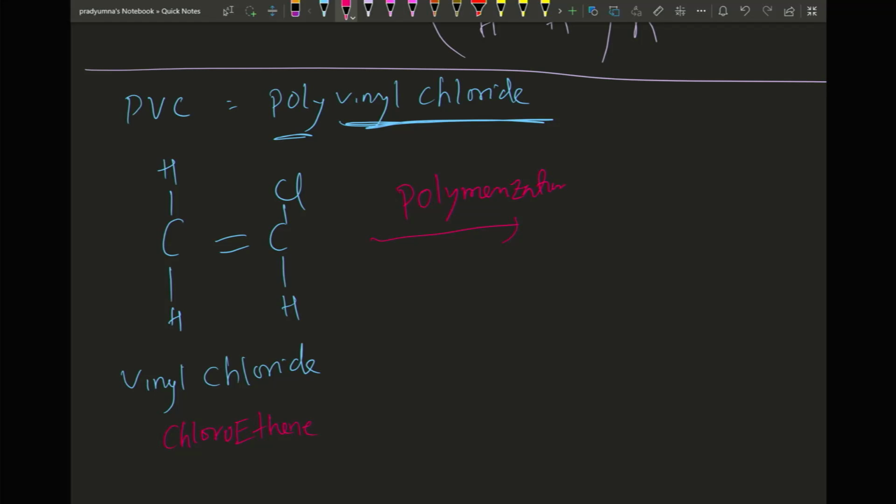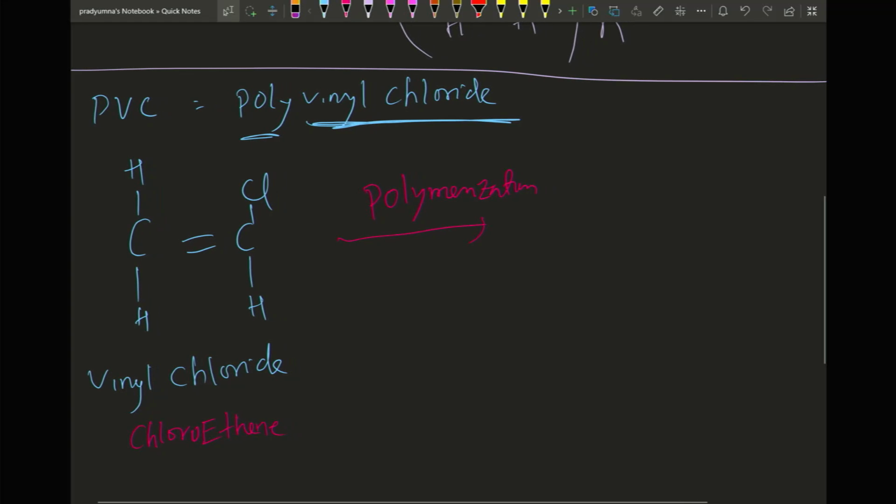When we do the polymerization reaction for this one, again the principle is exactly the same. The double bond will be gone and the carbon chain will extend in either direction. Nothing changes here, nothing changes here. The double bond is converted into a single bond because those electrons are used to extend. Nothing changes here: chlorine stays, hydrogen stays the same.